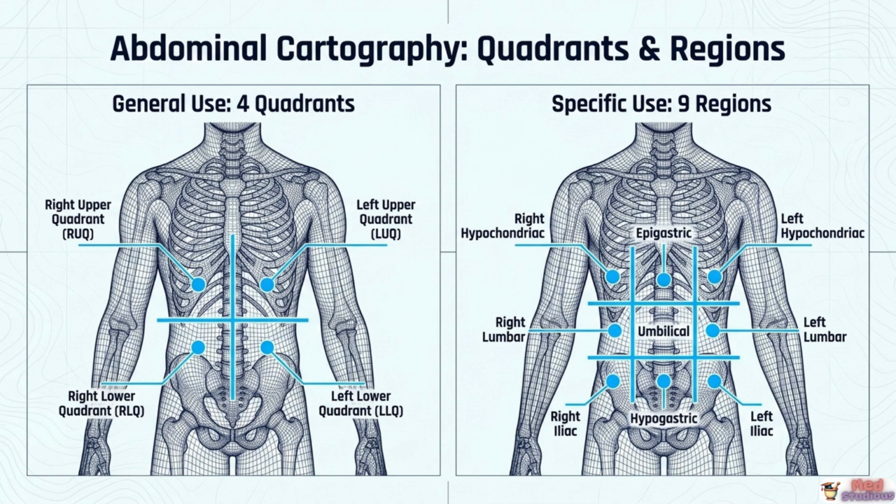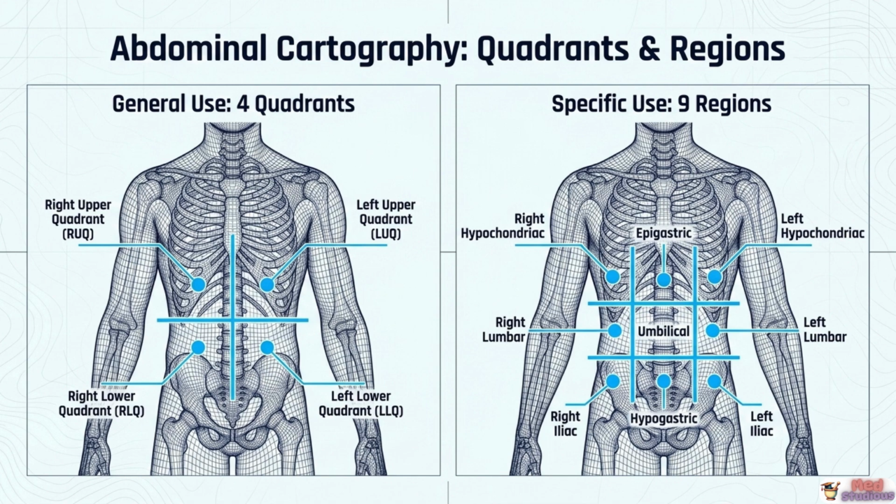This gives us the right upper quadrant, containing the liver, gallbladder, and right kidney, the left upper quadrant containing the stomach, spleen, and left kidney, the right lower quadrant containing the appendix, cecum, and right ovary in females, and the left lower quadrant containing the sigmoid colon and left ovary. This 4-quadrant system is used for rapid bedside assessment and general documentation.